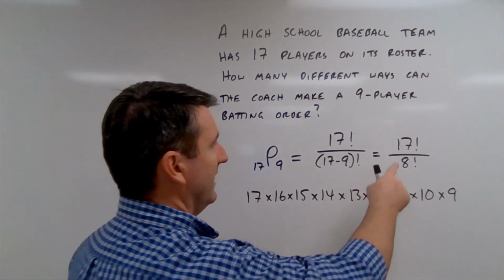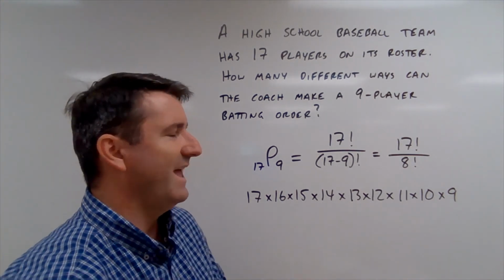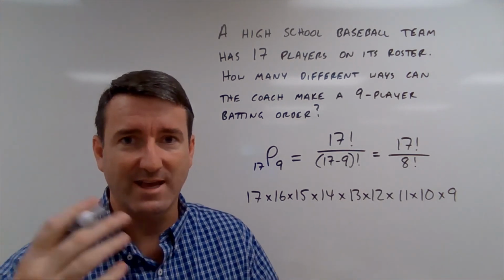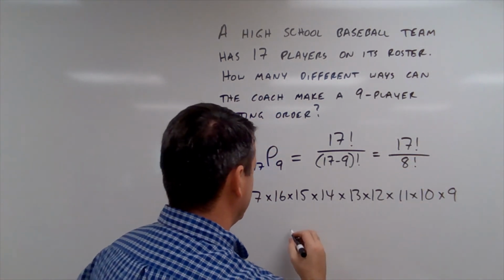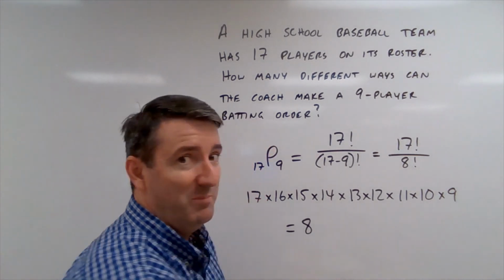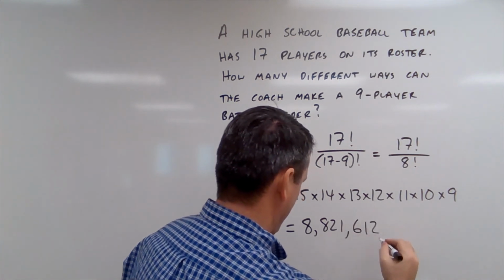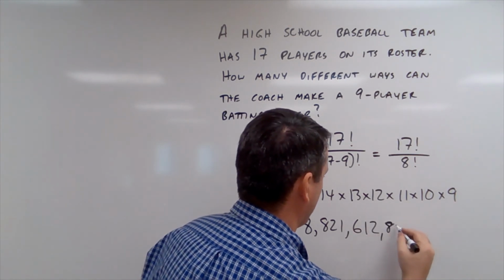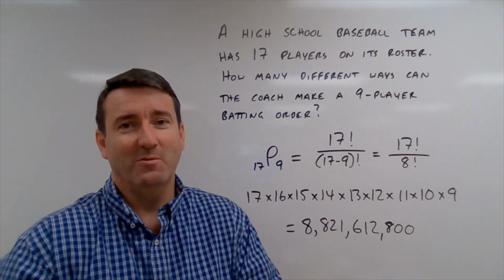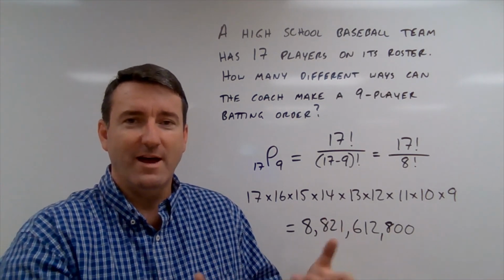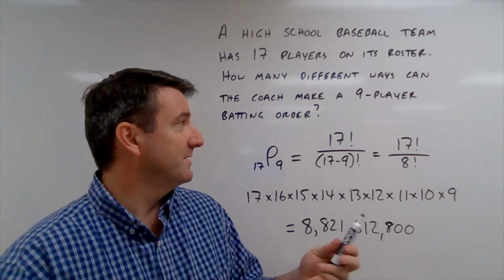I'm going to plug in 17 factorial. That's the exclamation point. It should be an exclamation point or x exclamation point on your calculator, divided by 8 factorial. And this is going to be equal to 8,821,612,800. So there's nearly 9 billion different ways that you can make a 9-person batting order out of a 17-player team. So that's permutations.